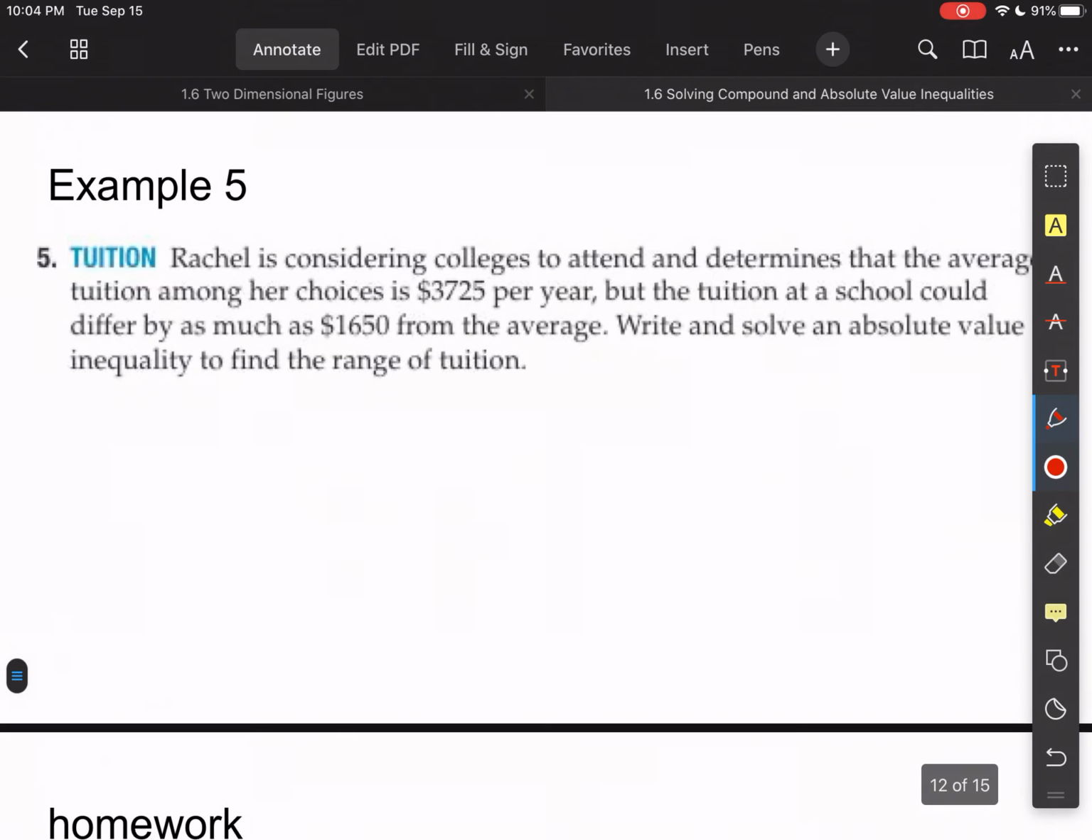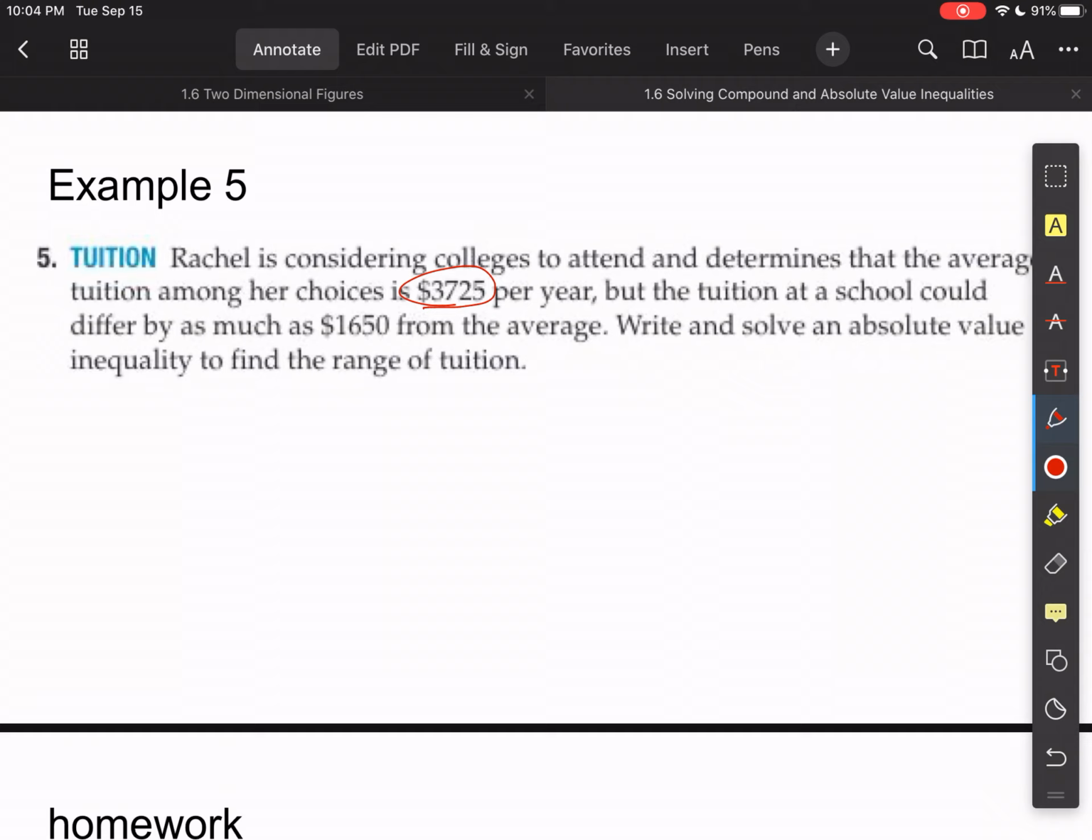Okay, for example 5, and then we'll be done. It says Rachel is considering colleges to attend and determines the average tuition among her choices is $37.25 per year, but the tuition at a school could differ by as much as $16.50 from the average. Write and solve an absolute value inequality to find the range of tuition.